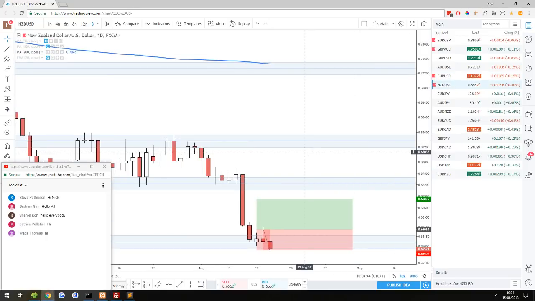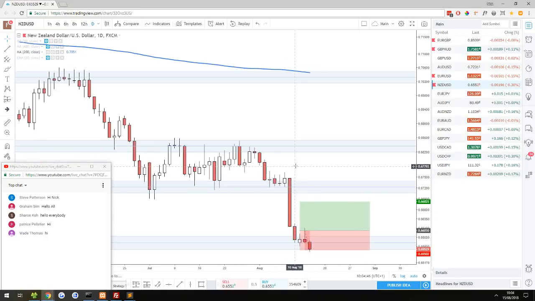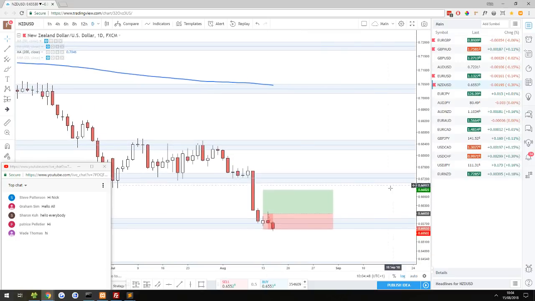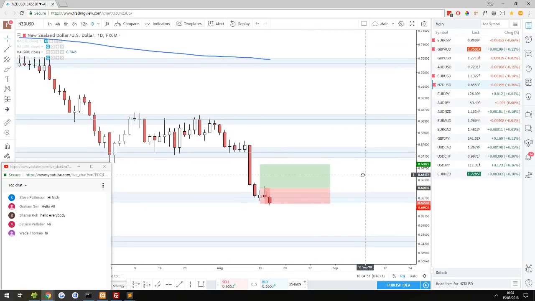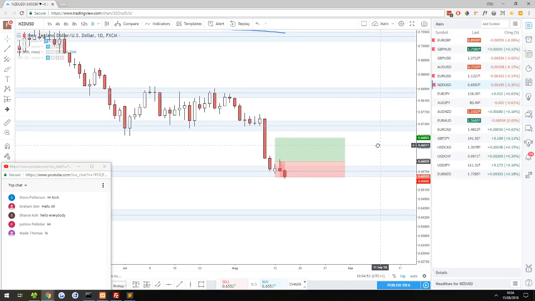Right, New Zealand USD. Now, I entered New Zealand USD yesterday. Or I think it was entered the day before. No, it was entered yesterday.